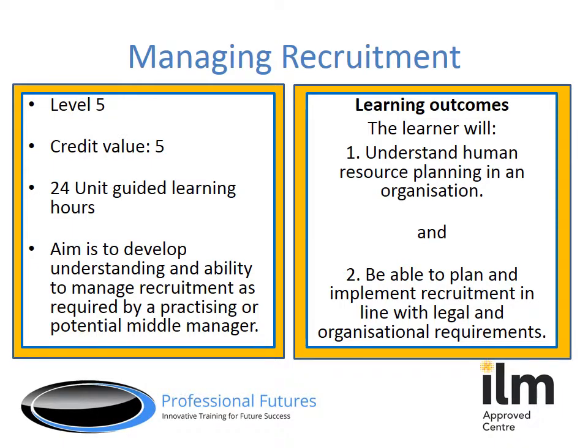This ILM Managing Recruitment module is a Level 5 qualification. The credit value it holds is 5, and there are 24 unit guided learning hours associated with this module. The aim is to develop understanding and ability to manage recruitment as required by a practicing or potential middle manager. The learning outcomes associated with this module are that the learner will be able to understand human resource planning in an organisation and be able to plan and implement recruitment in line with legal and organisational requirements.